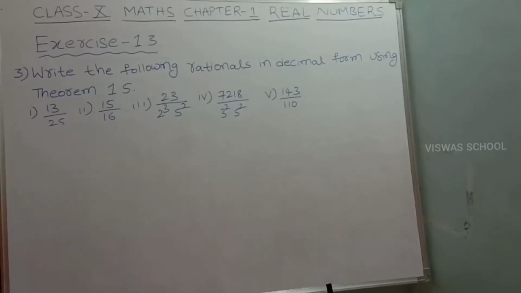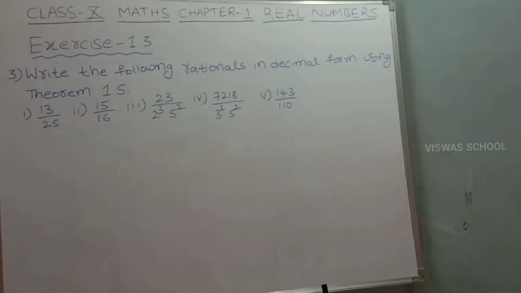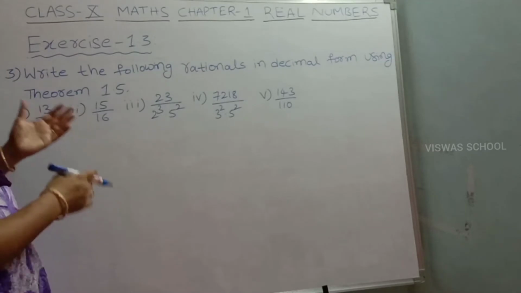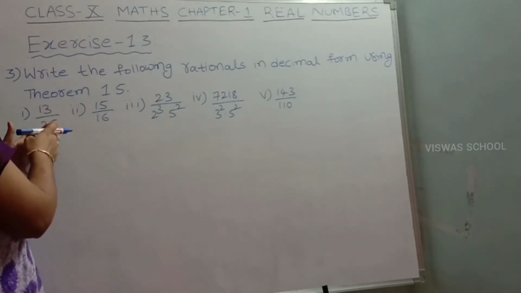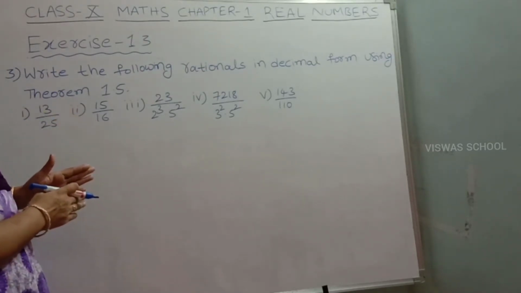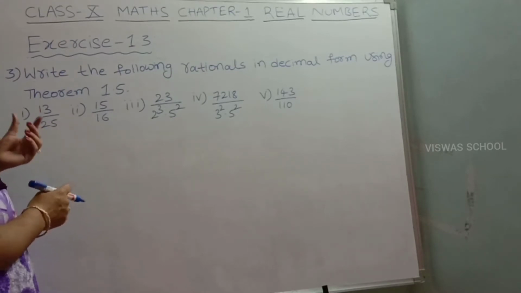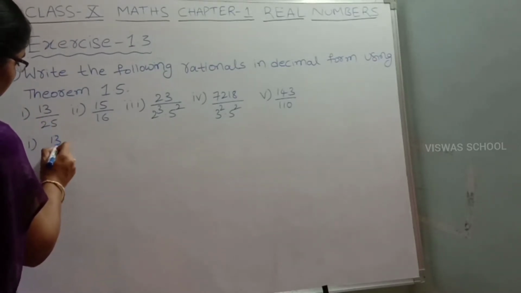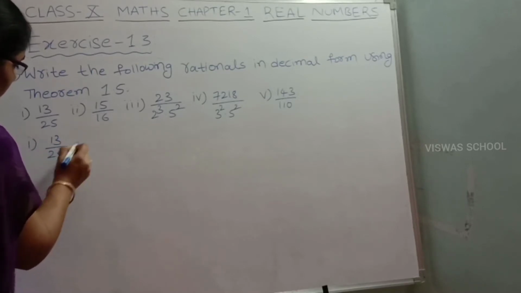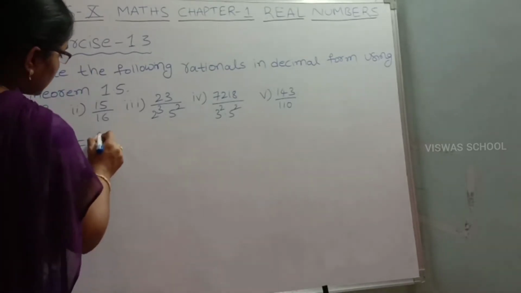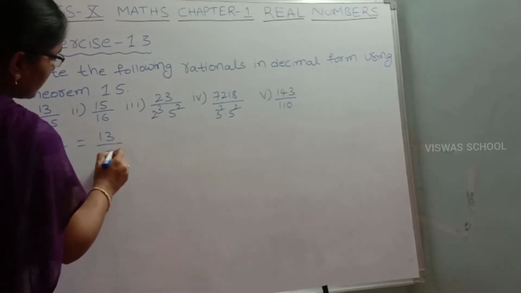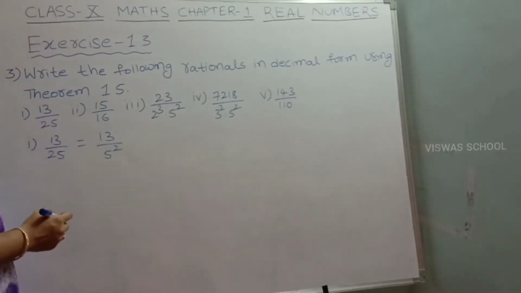Next one is: write the following rationals in decimal form using Theorem 1.5. That is, convert the denominator into 2 power n into 5 power m, or powers of 10. For this, the first one is 13 by 25. It can be written as what? 13 by 25 is written with the denominator as a power of 5. That is 5 square.